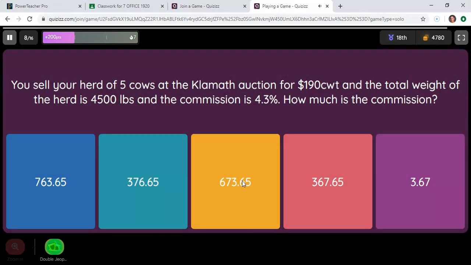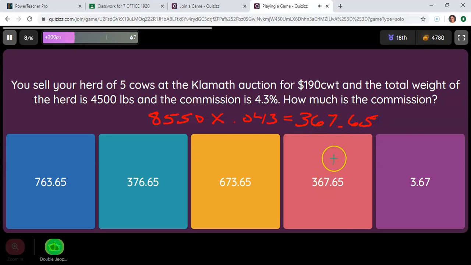You sell your herd of 5 cows at the Klamath auction, 190 CWT, total weight 4,500 pounds again. This time the commission is 4.3%. How much is the commission? Well, we had already done this calculation in the previous problem. So our sale was for 8,550. This one is times 0.043. $367.65. Looks like that one there.